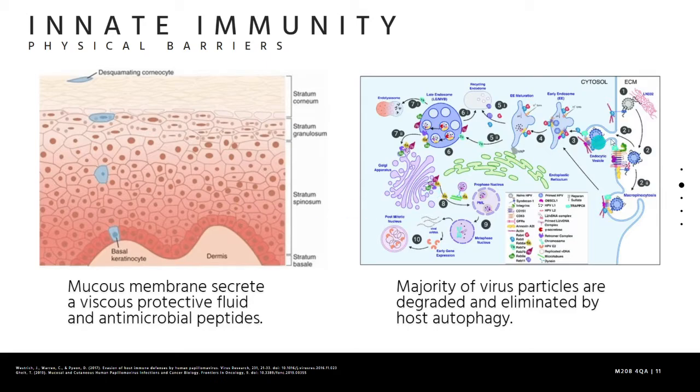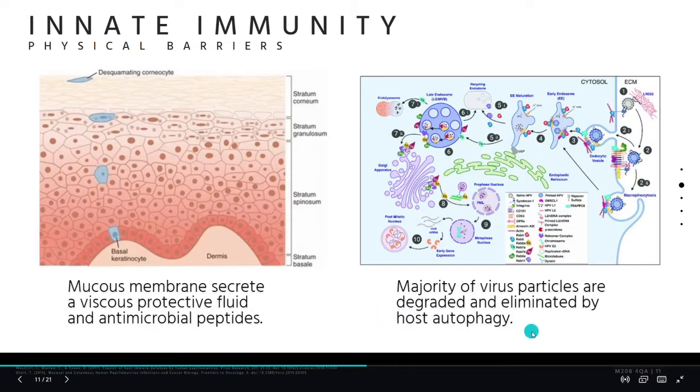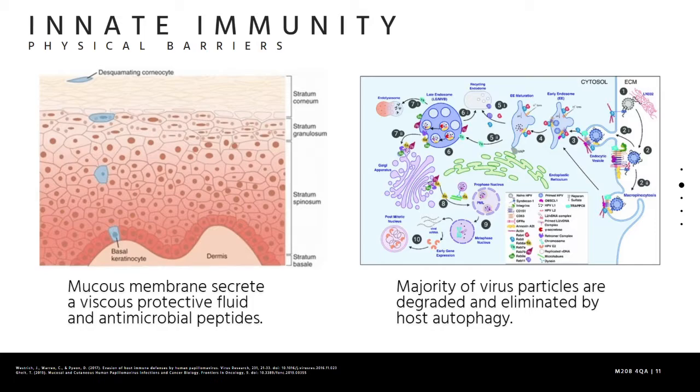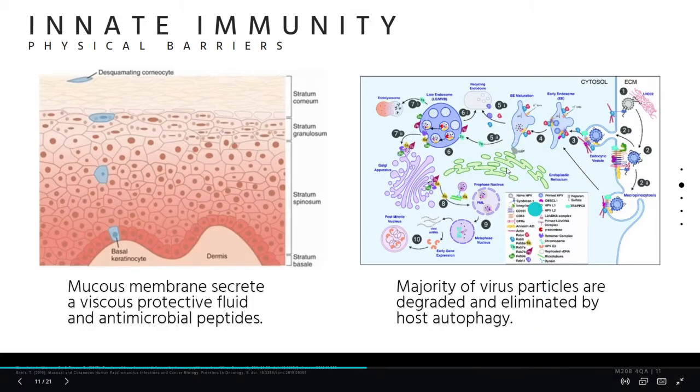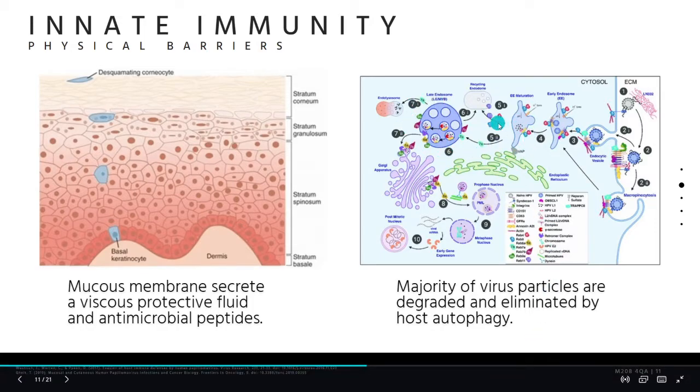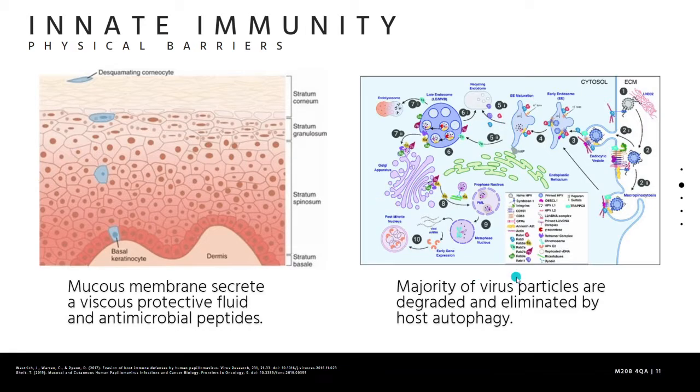And once HPV reaches the extracellular matrix, we discussed earlier the retrograde transport of the virus. In this process, the majority of the virus particles are degraded and eliminated by host autophagy, which is a self-digestive pathway involving the lysosomes, which is where the virus travels along, right?